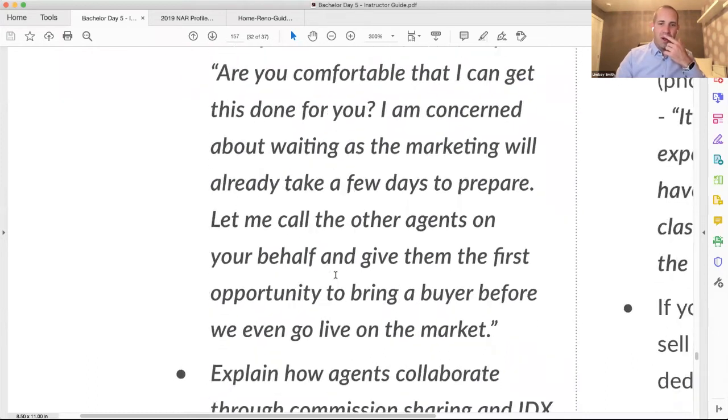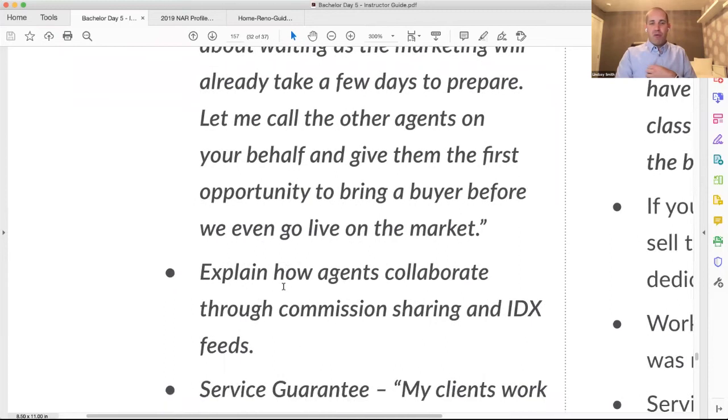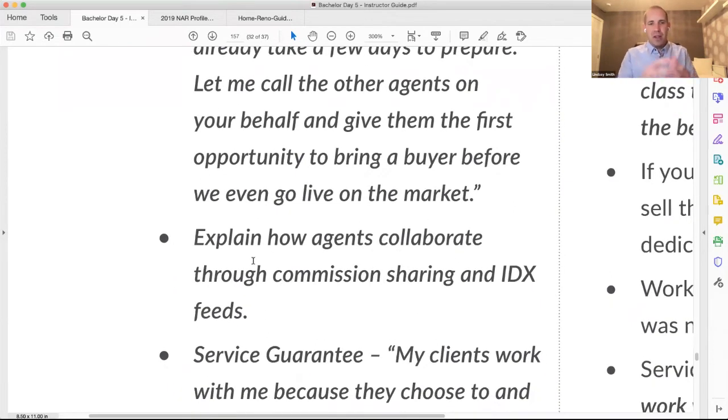So that's one piece. Another piece is some agents just may not realize how agents collaborate and work through commission sharing and IDX feed. Now, if you don't know what an IDX feed is, some of the market is different. It's a RETS feed. But basically it means that your listing is going to go onto all of the agents' websites in the marketplace who have a feed of all the listings.